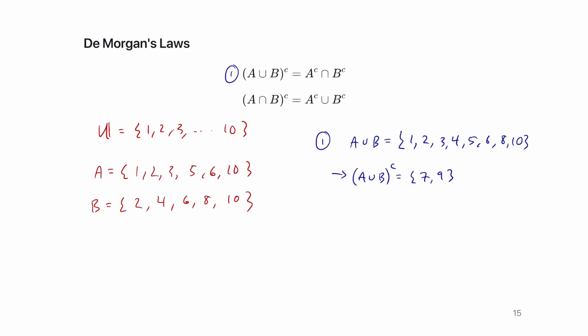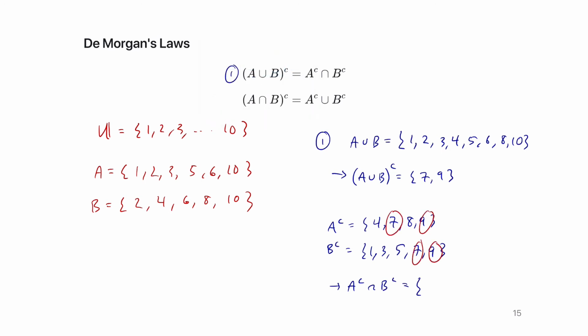Now let's look at A's complement and B's complement individually. Well, what's A's complement? We probably want a 4. We have 5, 6, so we probably want 7, 8, 9. So 4, 7, 8, 9. And what's B's complement? Well, we want all the odd numbers, right? So 1 through 9. 1, 3, 5, 7, 9. We intersect A's complement and B's complement. What are the only elements that are shared between the two? 7 and 9, right?